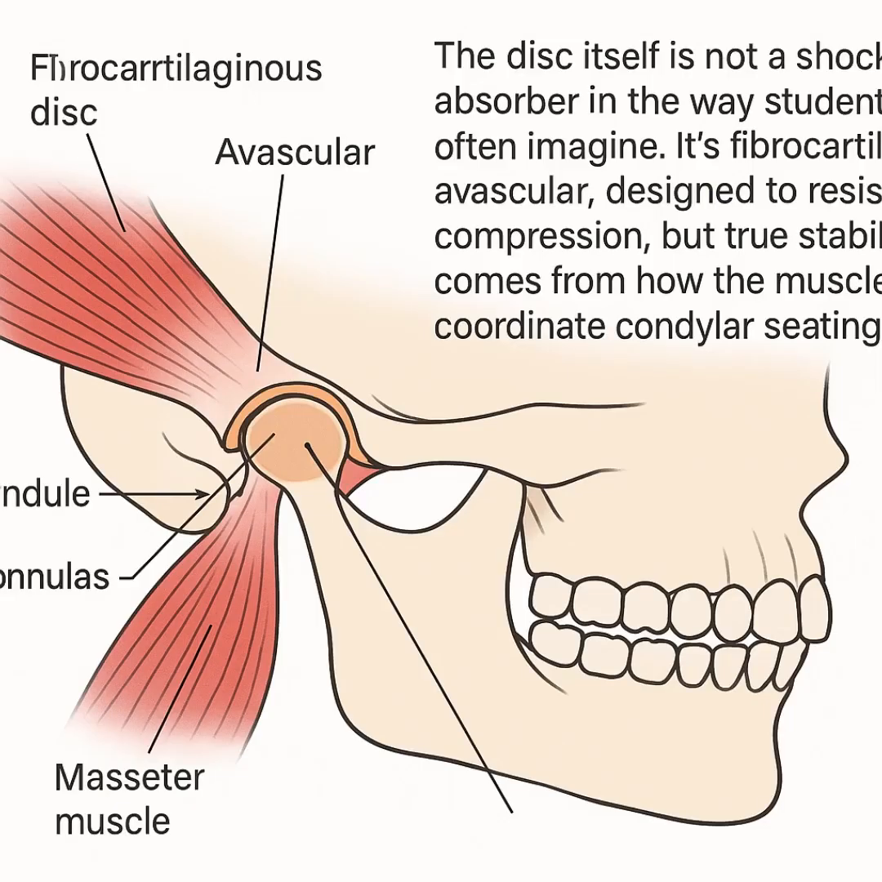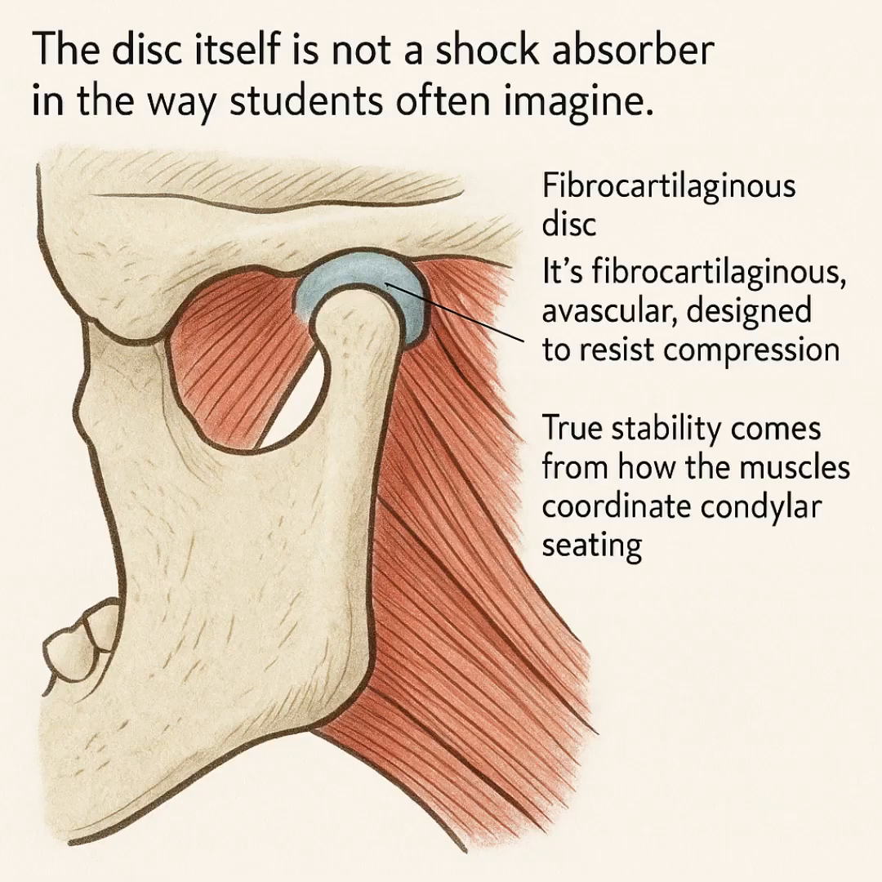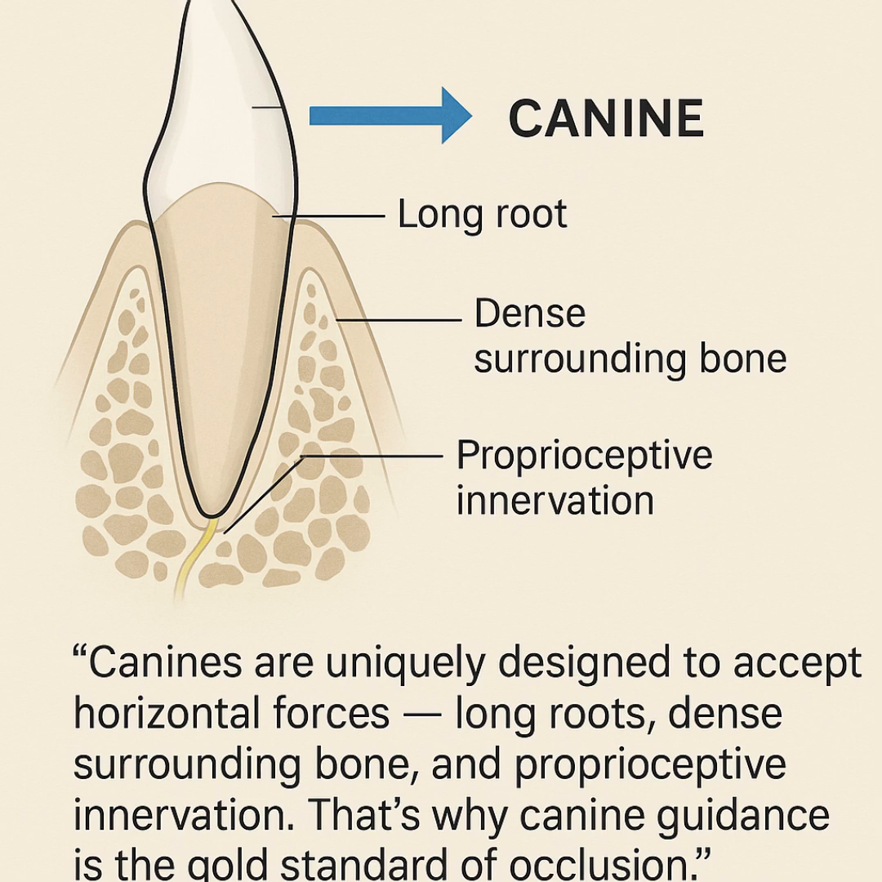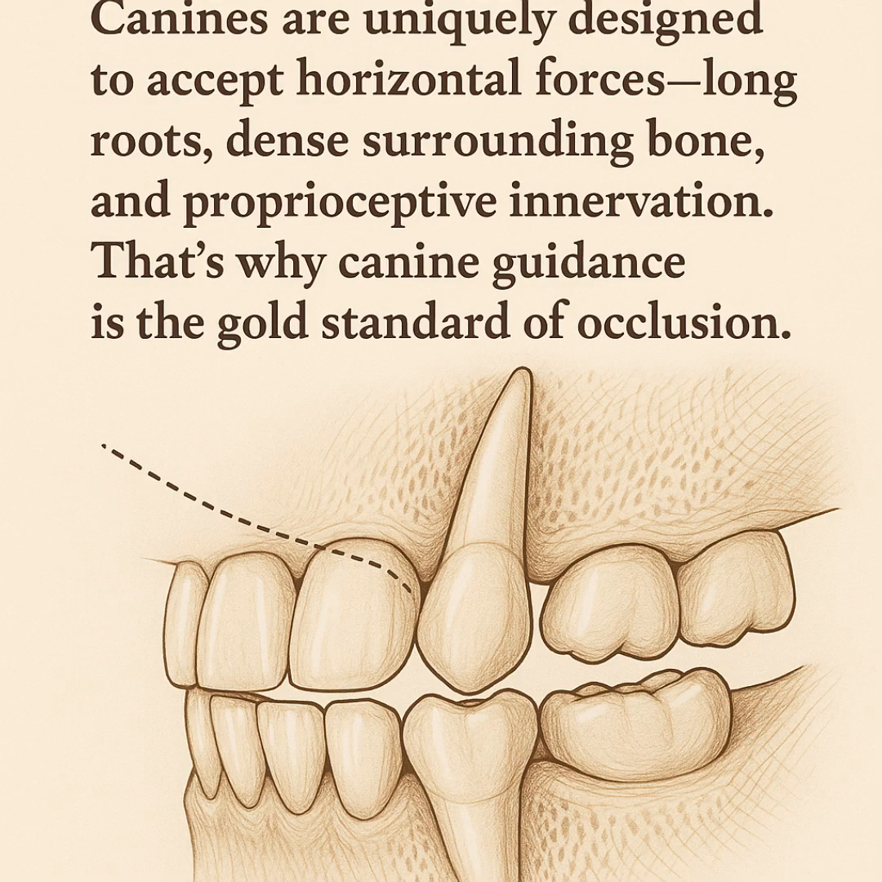The disc itself is not a shock absorber in the way students often imagine. It's fibrocartilaginous, avascular, designed to resist compression, but true stability comes from how the muscles coordinate condylar seating. Clinical pearl. Canines are uniquely designed to accept horizontal forces: long roots, dense surrounding bone, and proprioceptive innervation. That's why canine guidance is the gold standard of occlusion.